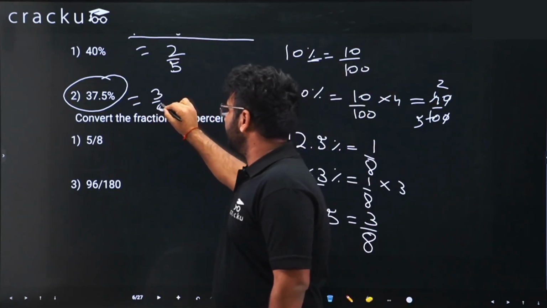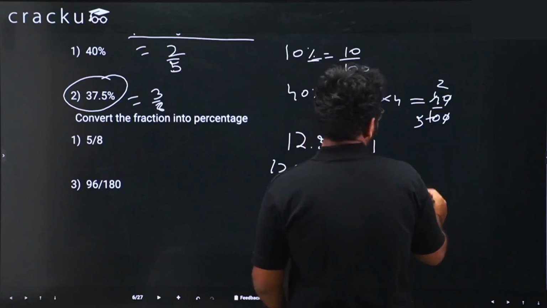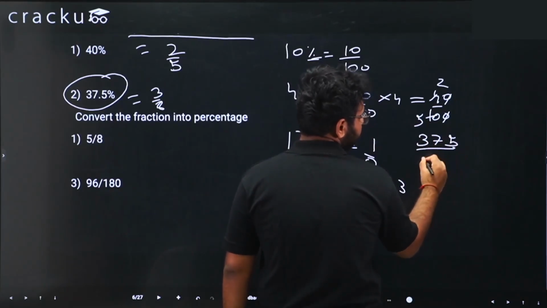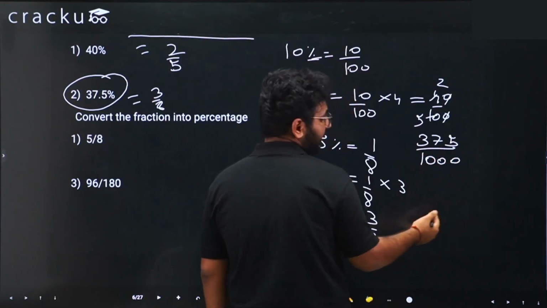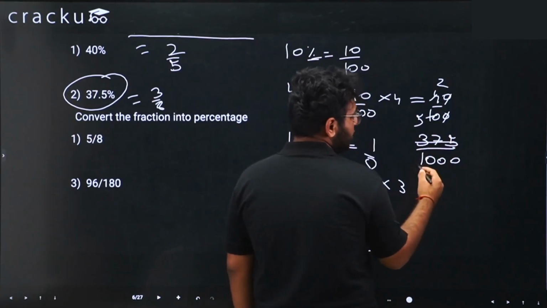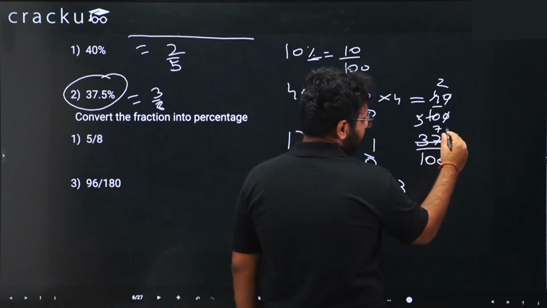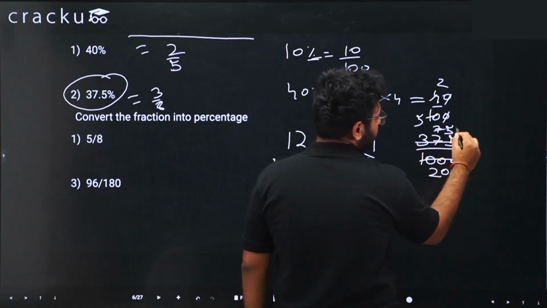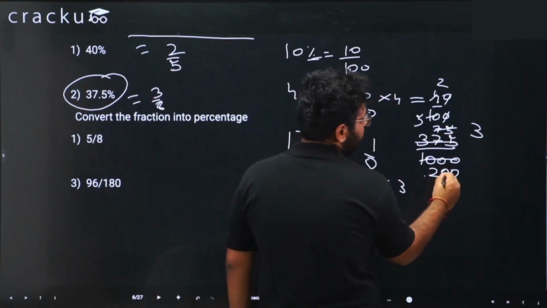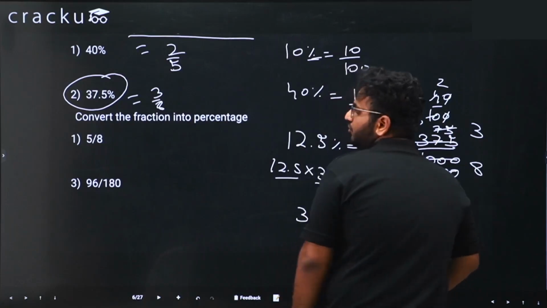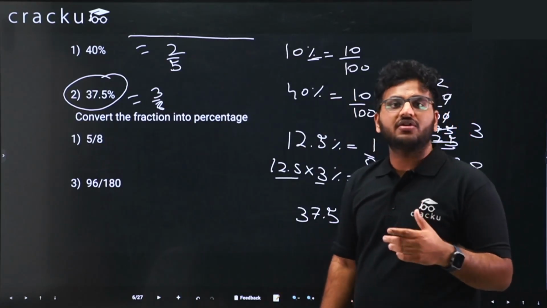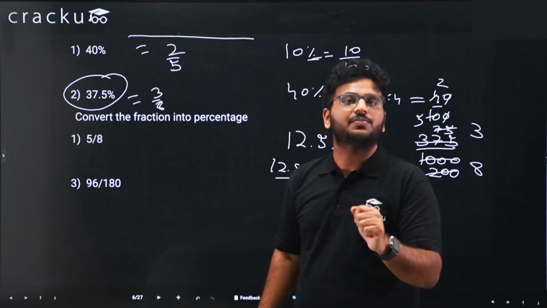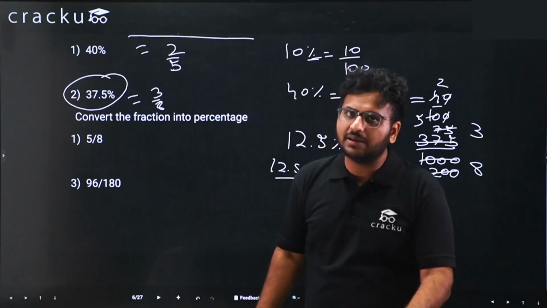Or we could have done by another method. So basically 37.5 is equal to 375 divided by 1000, and then cancel it. So basically divide by 5. So it would be what? 5 7s are 35, 25. So 75. 5 into 200 is 1000. Then 25 into 3 is 75, and 25 into 8 is 200. So we could have done by this also, or we could have directly written 37.5 as 3 by 8. Why so? Because 1 by 8 is 12.5%, so into 3, which is equal to 3 by 8.